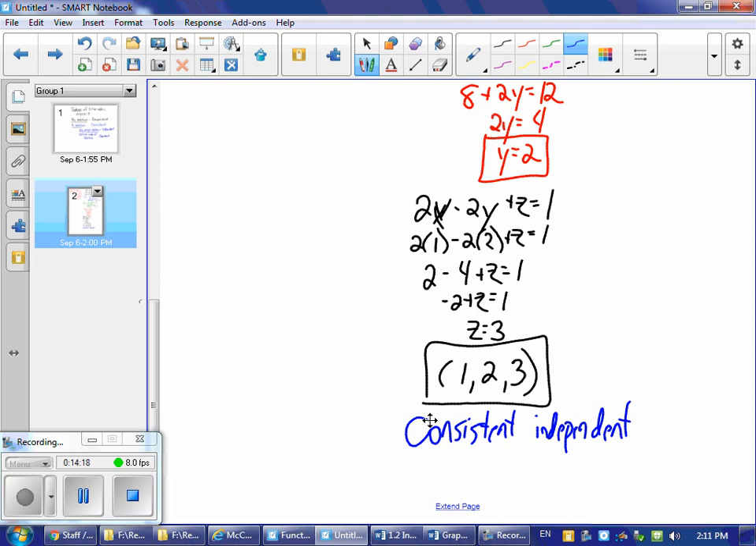Again, consistent meaning you have a solution, independent meaning one. All right, let's do another example.